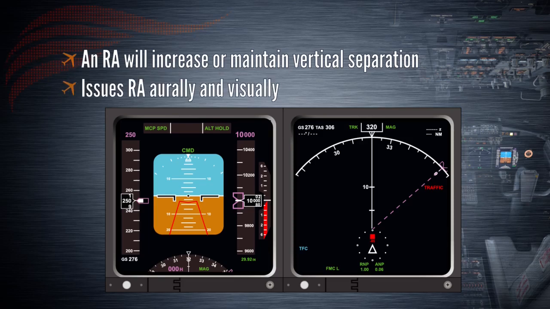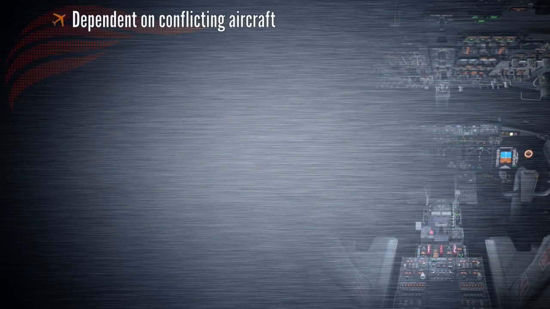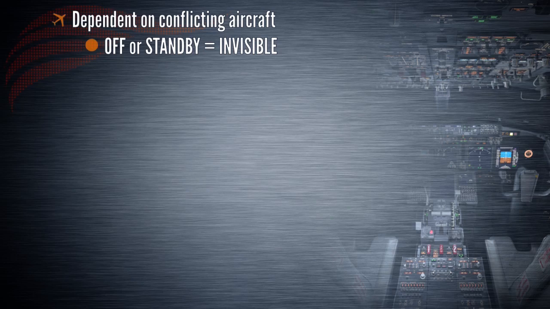TCAS issues an RA both orally and in the form of visual cues on the primary flight display. We will elaborate further on both traffic and resolution advisories later in the lesson. The advisory capability of TCAS is dependent on the transponder mode of the conflicting aircraft. If the transponder of a conflicting aircraft is switched off or standby, that traffic will be invisible to TCAS.